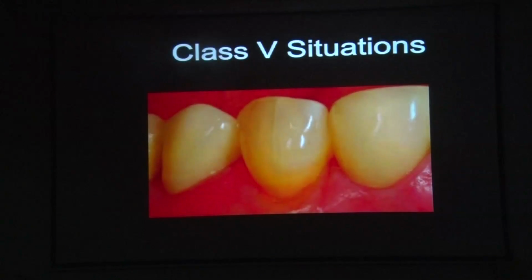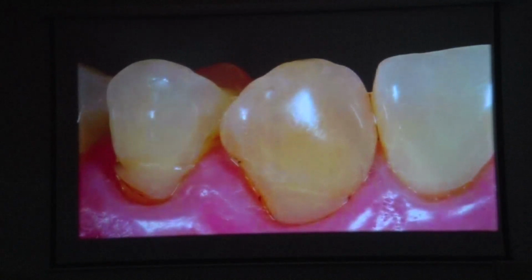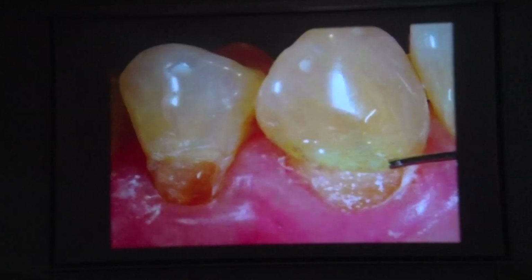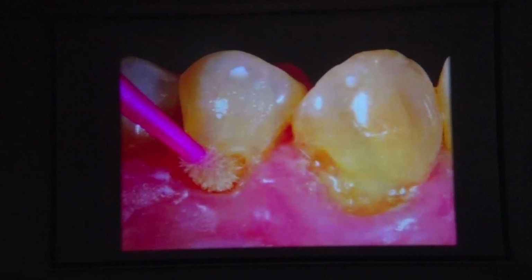Now let's look at class 5 situations. I'm showing you all basic cases to start with. Patient is not happy with this. Patient has some sensitivity issues, some leakage here, with glass ionomer. So we remove all the restoration. We give bevels. Retraction is very important. Always use self-etch. I use Xeno 5 here.